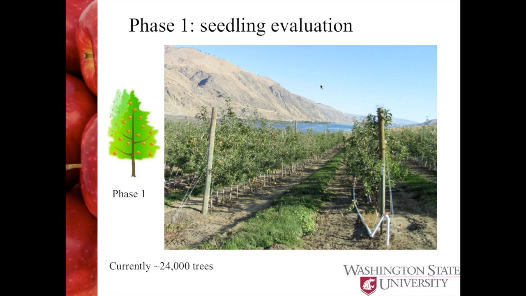What we do in this phase is select predominantly on appearance and then fruit quality. So my team and myself walk these seedlings usually at least once a week throughout the season, so for us middle of August through to the end of October usually. And then we're really looking for those apples that kind of jump out at us and say, pick me. We certainly do not harvest fruit from all 24,000 trees.